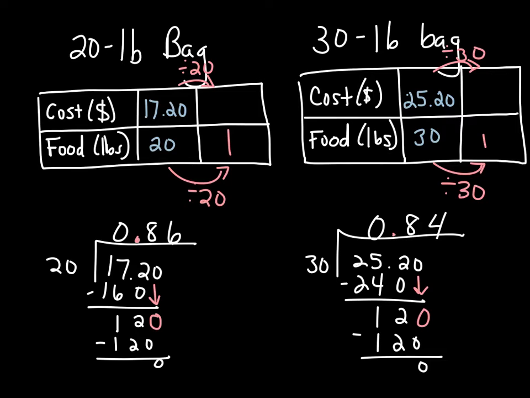So after doing the long division and remembering to put our decimal straight up in each problem, and in this case we didn't even have to deal with any extra place values here, so they both ended in the hundredths place, which meant no rounding or anything like that, we can go ahead and fill in our table to say that the 20-pound bag is going to cost us 86 cents per pound, and the 30-pound bag is only going to cost 84 cents per pound. So the better buy would be that 30-pound bag for 84 cents per pound.